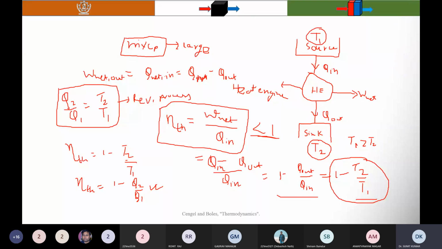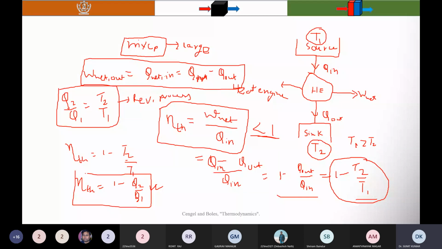So here, this represents the energy balance, and it is valid for any process, either reversible or irreversible. So this equation is valid for any process. But when written in terms of the temperature ratio, this is only valid for the reversible process. So remember these things.